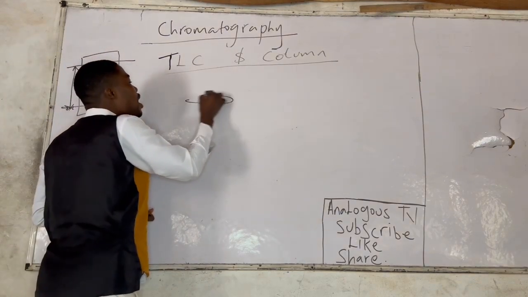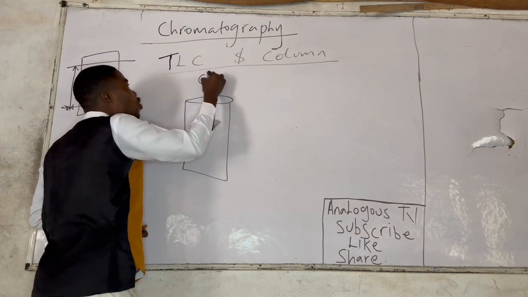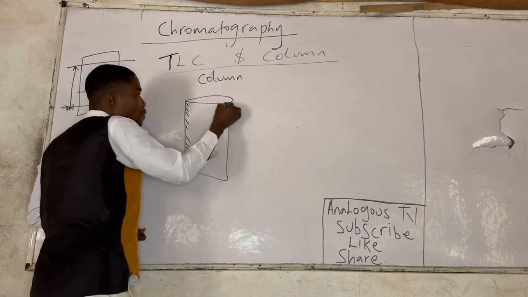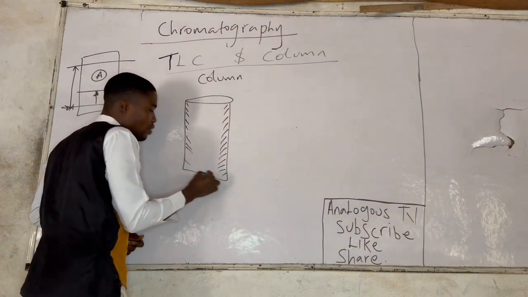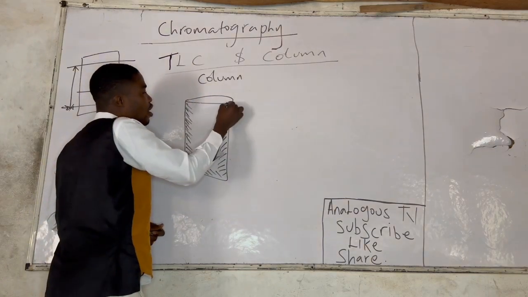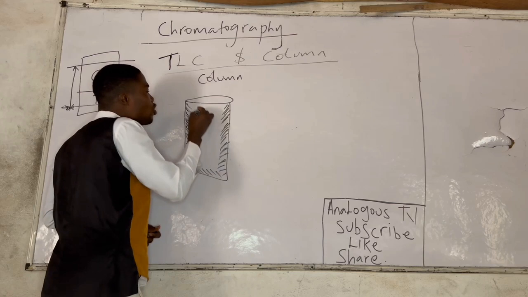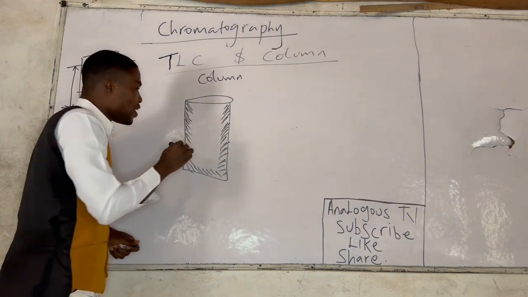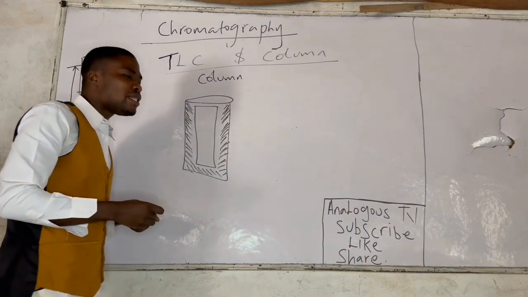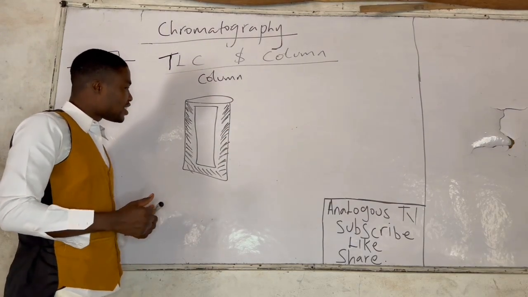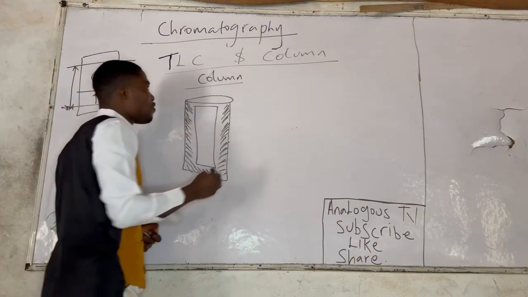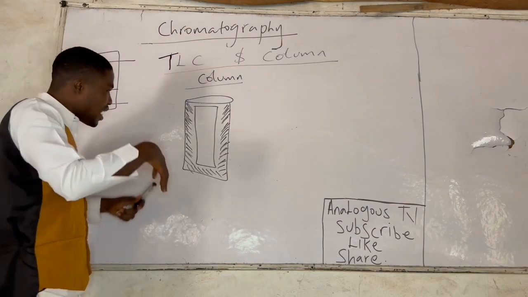We will make a packed column. In column chromatography, we make a packed column, so the column will be packed with some materials. I'm going to pack the column and put in an adsorbent. The most popular adsorbent is silica gel. An adsorbent is a material that can adsorb substances. A solid adsorbent inside a packed column makes it an adsorption chromatography.